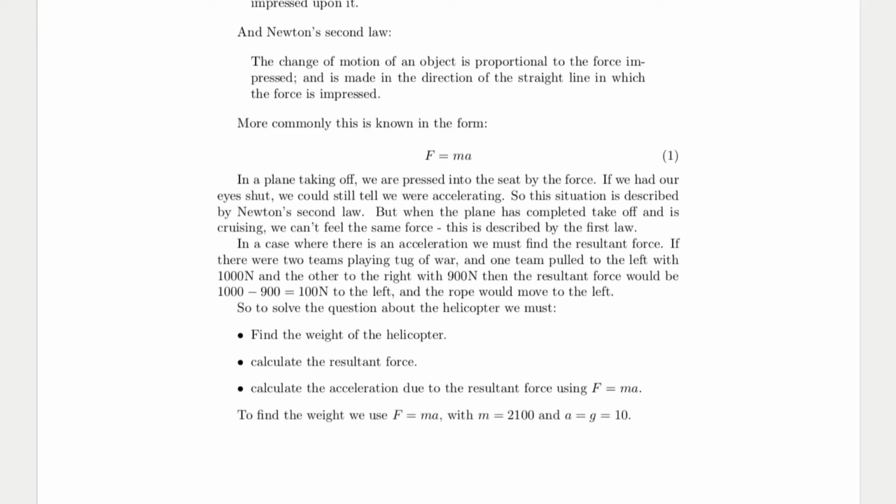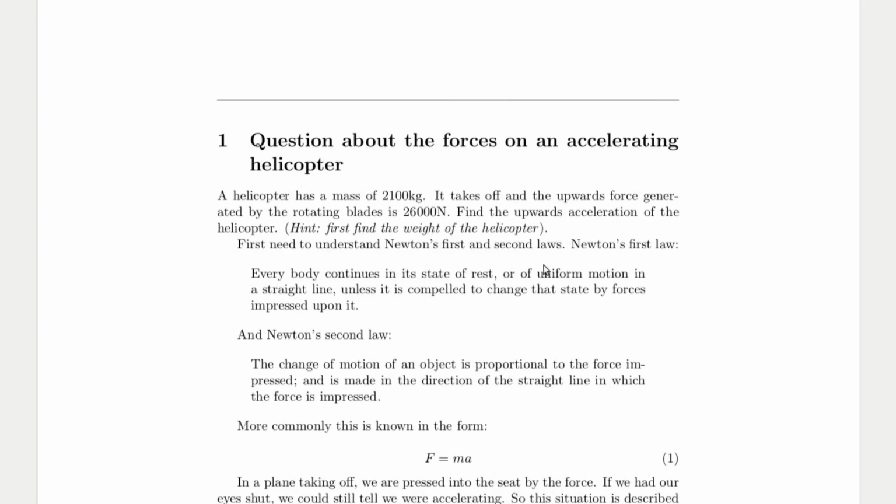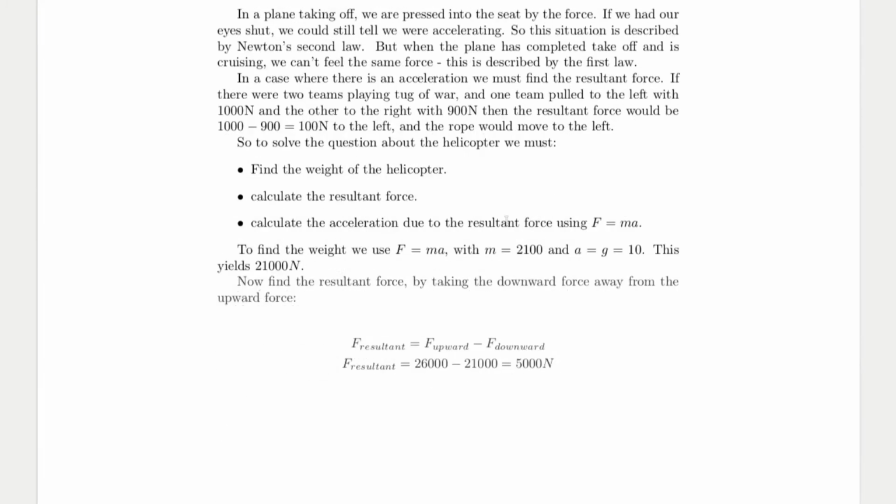So let us find the weight of this helicopter. To find this weight, we just use F equals ma, with m equal to 2100, because that was the mass of the helicopter, and a equal to little g, the acceleration due to gravity, which equals 10. So then we would have a weight of 21,000 newtons. Then we'll move on to the second part of this process, which is to calculate the resultant force. Remember, that is the downward force of the weight taken away from the upward force of the helicopter blades, and that upward force was given as 26,000 newtons. That works out to be 5,000 newtons.